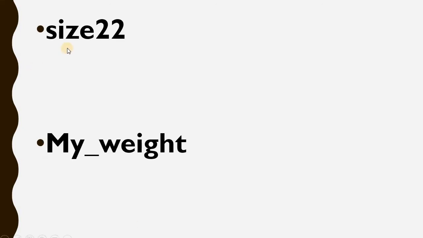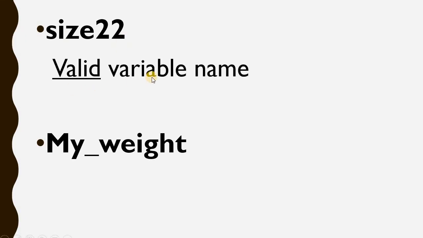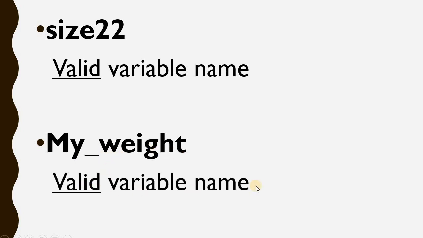Next one, size 22. Yeah, size 22 is a valid variable name because it is following all the variable naming rules. Next one, my underscore weight. Yeah, it is a valid variable name.